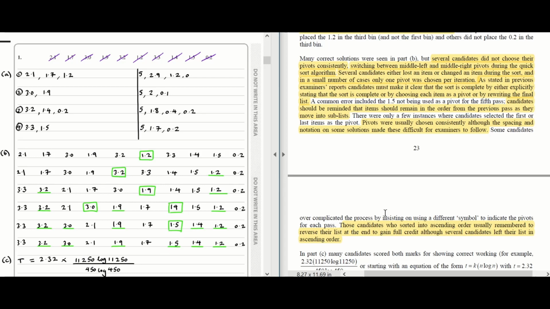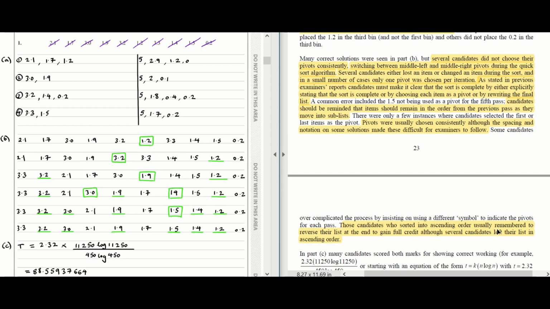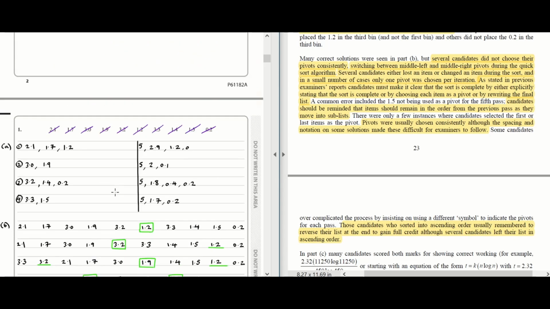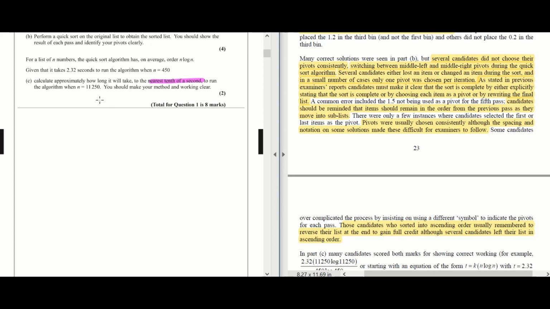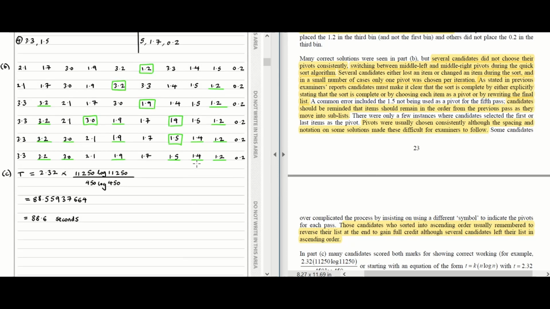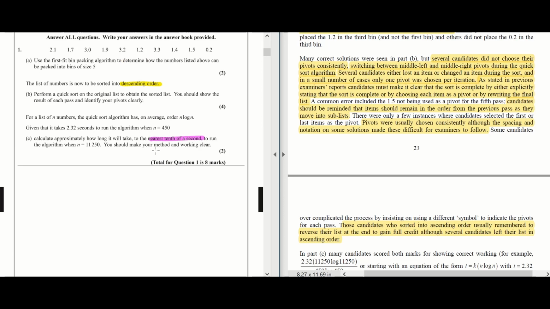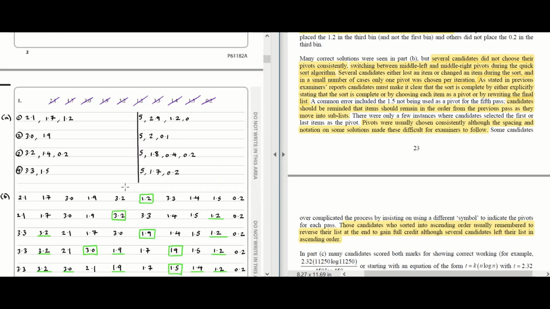There were some candidates who answered in ascending order and then remembered to reverse their list at the end, and they gained full credit. But there were some who left their list in ascending order. For part C, where we had to look at the efficiency of the algorithm, that was done quite well, but there were some candidates who did not put their answer to the nearest tenth of a second.